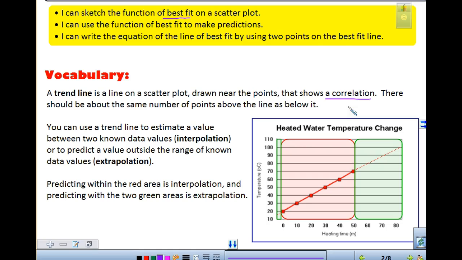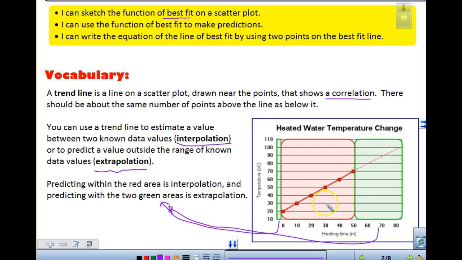As you continue reading, Emily, would you go where it says you use? You can use a trend line to estimate a value between two known data values, interpolation, or to predict a value outside the range of known data values. So the red area is our interpolation. Interpolation is between the data points. Extrapolation is these two green areas, the green area here and this green area over here. That's my extrapolation. It is outside of my data points.